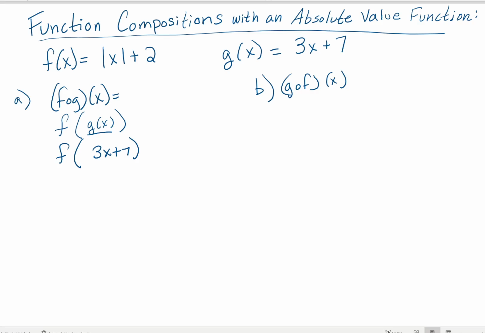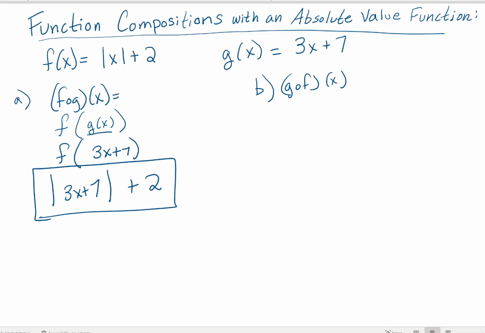So our f of x is absolute value of x plus 2. Now, instead of having the x, we're putting in that g of x function, which is 3x plus 7. Now, one thing to remember with absolute values is that anything that's inside that absolute value has to stay like that. You can't add like terms. For example, we're not going to add the 7 and the 2 together because that 7 is inside the absolute value. So because of that, this is our answer.